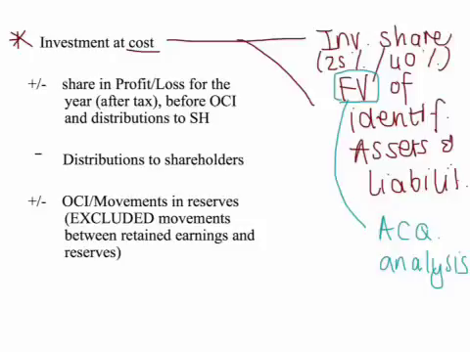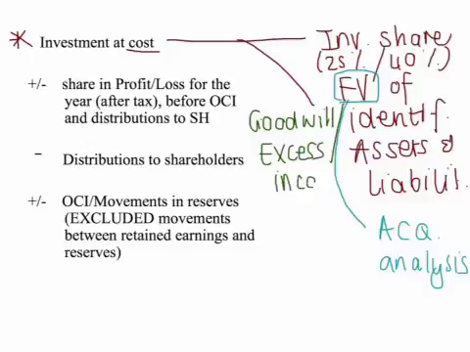So that's the one component of the cost. The second component is whether we've paid a premium for our share in those identifiable assets and liabilities, in which case we also purchase some goodwill, or whether we paid less for those items than their fair values, in which case there is an excess income which needs to be taken into account in our calculations. But more on that in the other video clip.